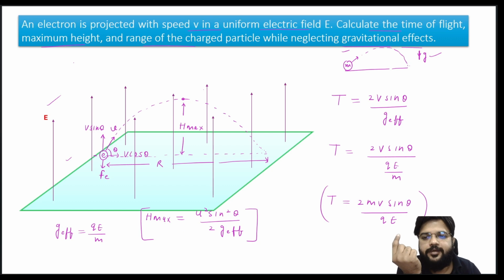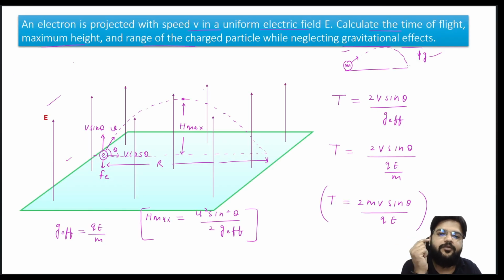Now the next is the range. We want the range here. So for the range, what can we do? We know that range is equal to horizontal velocity into time of flight. If the horizontal velocity of the particle is greater, then the range of the particle is greater, because v cos theta is the velocity in the horizontal direction.